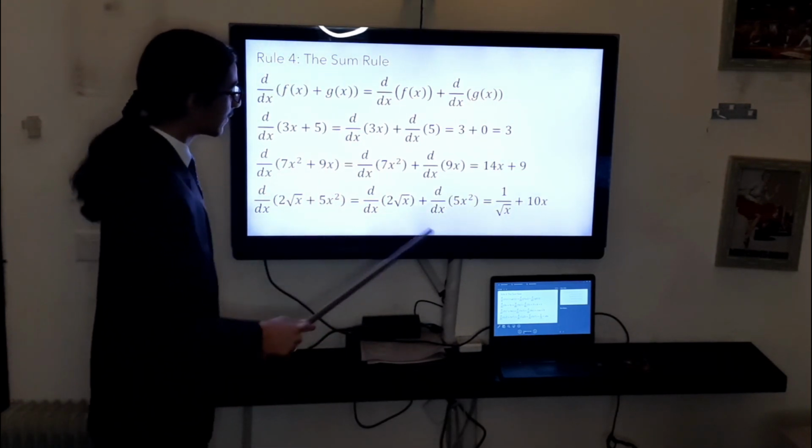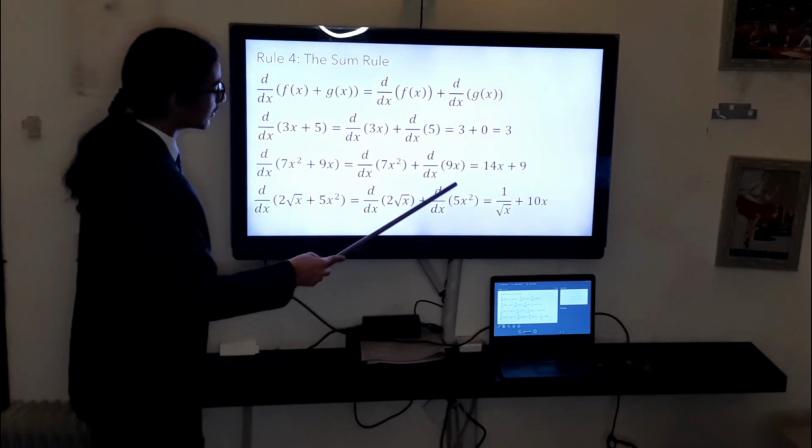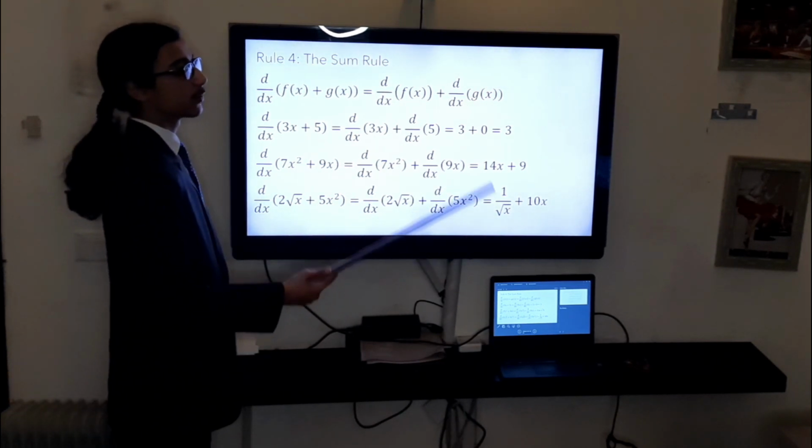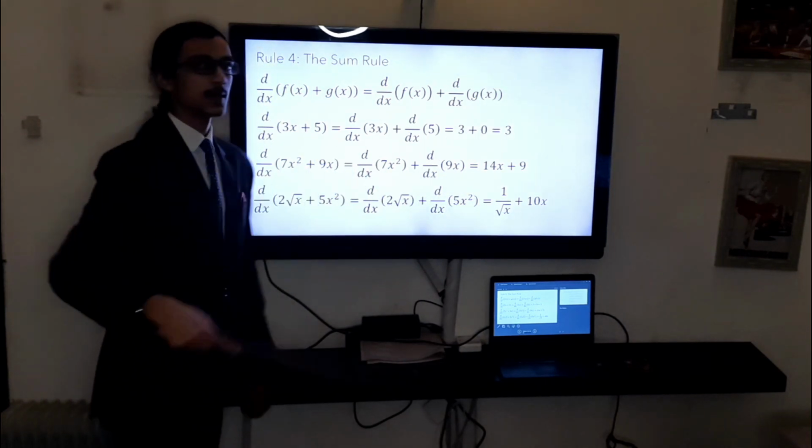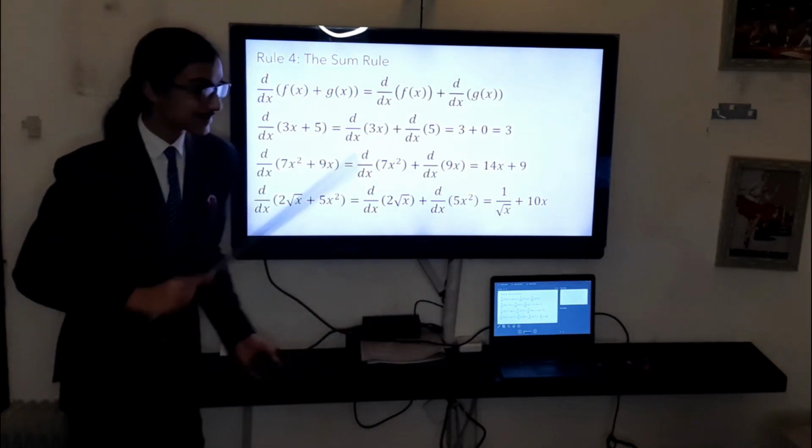Now, derivative of 5x squared, I take 5 out. We get 5 into the derivative of x squared, which is going to be 5 into 2x, so 10x. 1 over root x plus 10x. That's all there is to it. And see, easy as that.